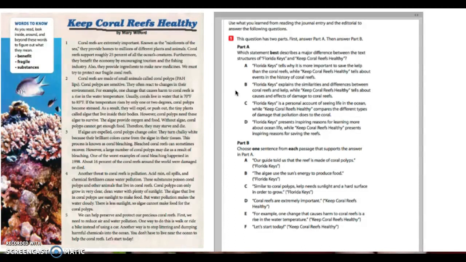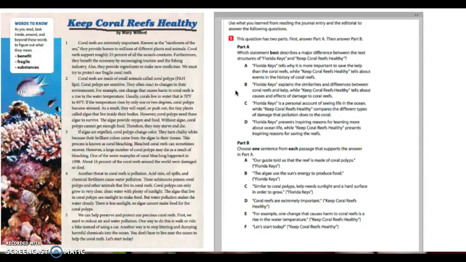Bleached coral reefs can sometimes recover. However, a large number of coral polyps may die as a result of bleaching. One of the worst examples of coral bleaching happened in 1998. About 16% of the coral reefs around the world were damaged or died. Another threat to coral reefs is pollution. Acid rain, oil spills, and chemical fertilizers cause water pollution. These substances poison coral polyps and other animals that live in coral reefs.